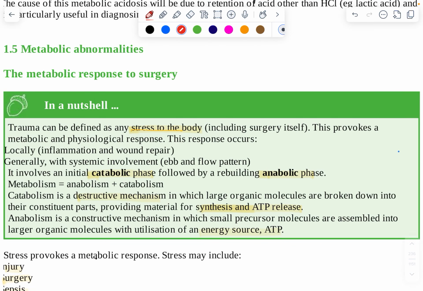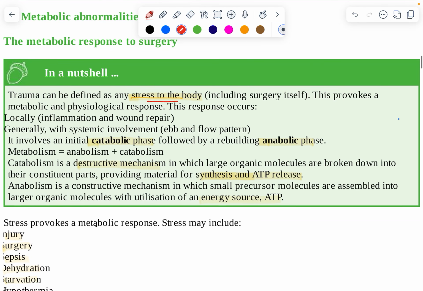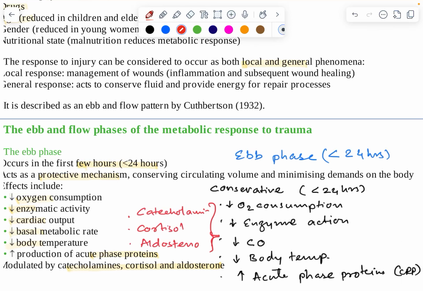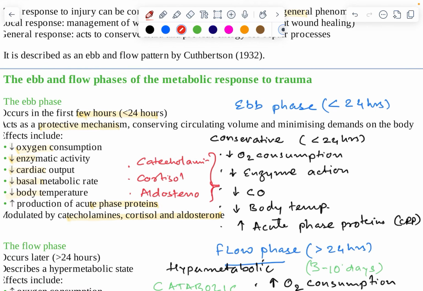Metabolic response to surgery. Trauma can be defined as stress to the body. This provokes local inflammation. There can be catabolic and anabolic status. The stress provokes a metabolic response by injury, sepsis, dehydration, psychological stress, and degree of trauma, in ebb and flow phases. There are so many phases in trauma. The ebb phase is less than 24 hours. It is a protective mechanism, conserving circulating volume and minimizing oxygen demand. Catecholamines, cortisol and aldosterone decrease oxygen consumption, enzyme action, cardiac output and body temperature, while acute phase proteins are increased.